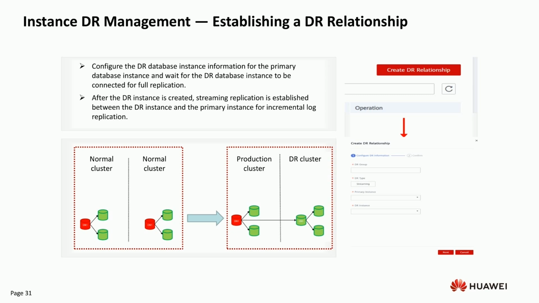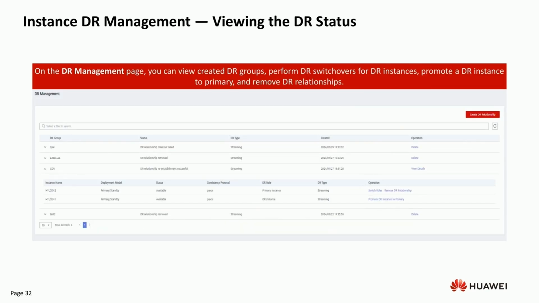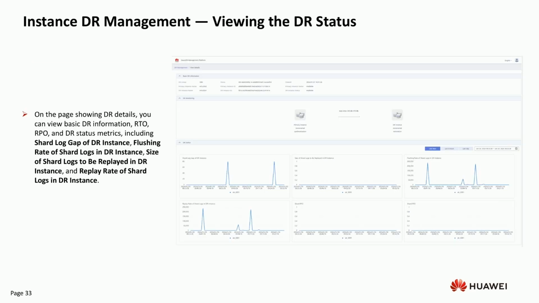the primary one. After the DR relationship is set up, on the management page, you can view created groups, perform switchovers for DR instances, promote an instance to primary, and remove DR relationships. Click the target DR group on the page showing details.